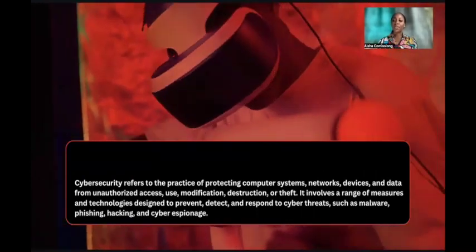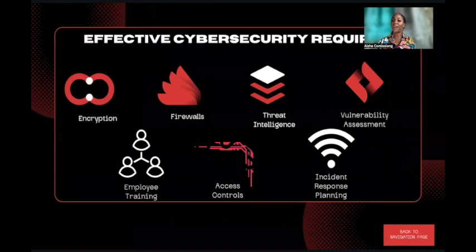Now, effective cybersecurity requires a combination of technical and non-technical measures, including encryption, firewalls, threat intelligence, vulnerability assessment, employee training, access control, and incident response planning. It is a critical aspect of modern-day computing, and it is essential for safeguarding sensitive data and protecting against cyber attacks that can cause financial losses, reputational damage, and legal liability.